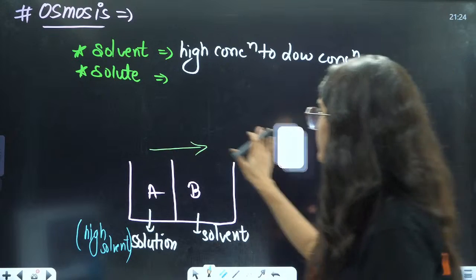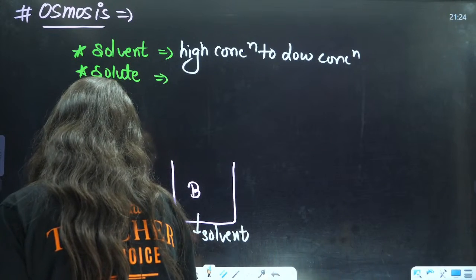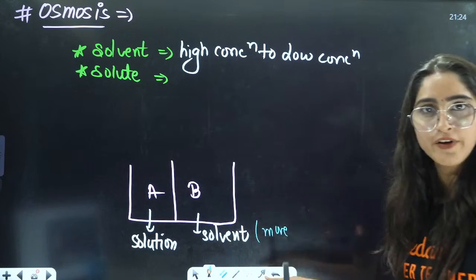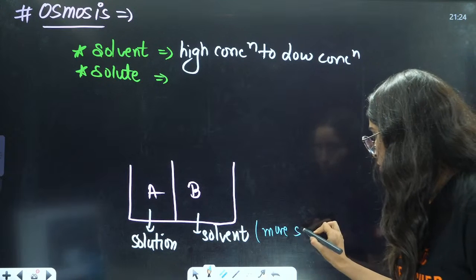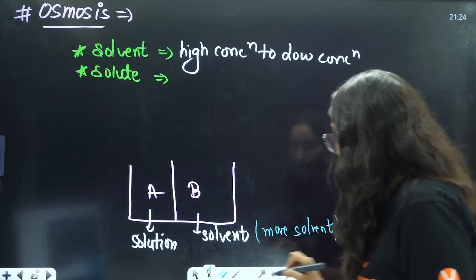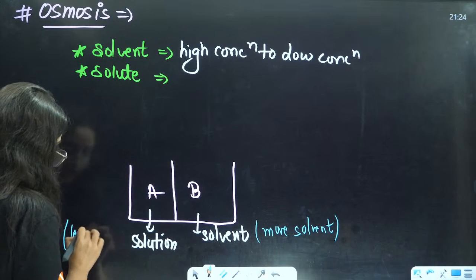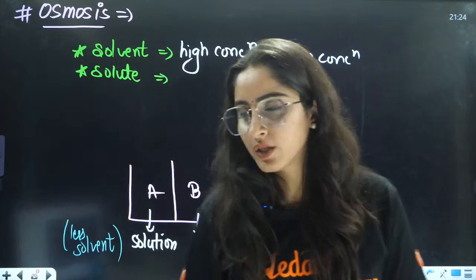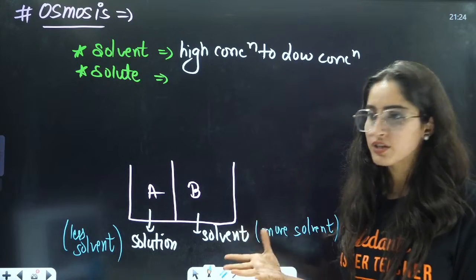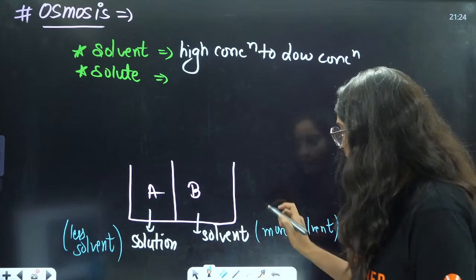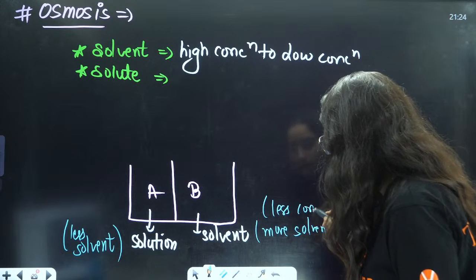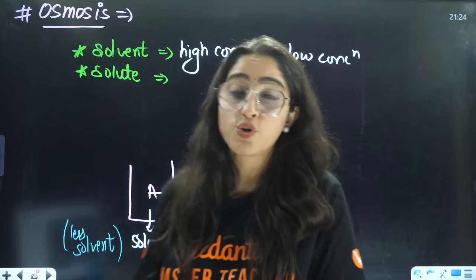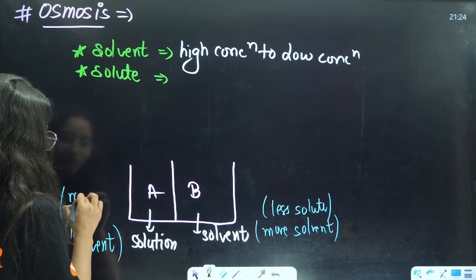Wait a minute, yes, solvent has more concentration. In pure solvent, the concentration of solvent will be more, no? So more solvent here, and here it will be less solvent, right? If you talk about solute, it is definitely more in which one? Pure solvent will have no solute, right? So that means less solute concentration here, and here you will have more solute because you have added solute into it.